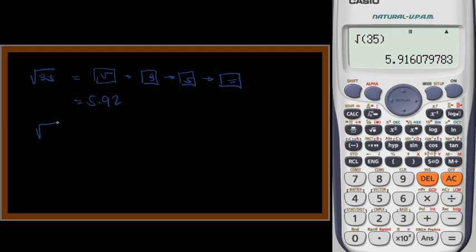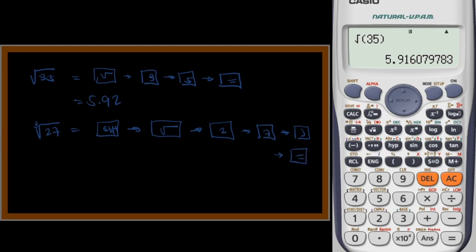So your answer will be 5.92. How about the cube root of 27? You will press shift, then you press the square root, then you input 27, so 2, then 7, then close parenthesis, and the last one is you press the equal sign. Let's try that using our calculator. Shift square root, so that you will be able to activate the cube root. Then 27, close parenthesis, equals. So your answer is 3.